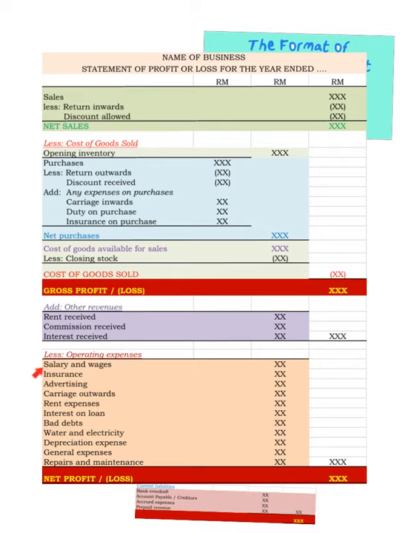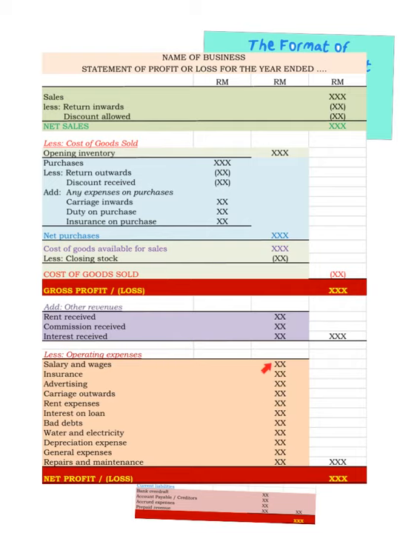So what do we have? We have the salaries and wages that you need to pay to your employees. We have the insurance that you have to pay for the business, advertising, carriage outwards maybe, rent expenses, interest on loan, the bad debts, the water and electricity, depreciation expense, general expenses, repairs and maintenance, and you list everything here on the third column.